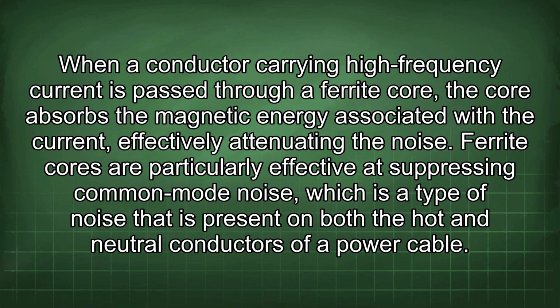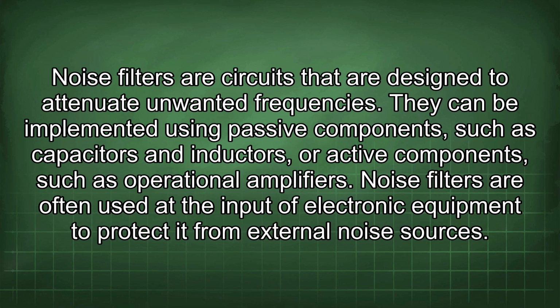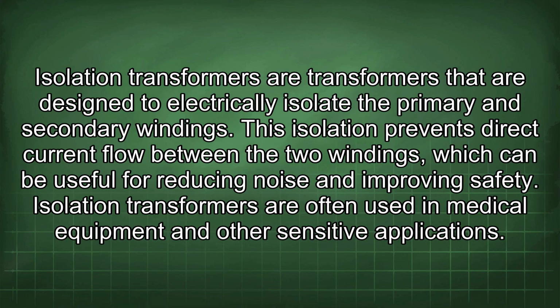Ferrite cores are particularly effective at suppressing common mode noise, which is a type of noise that is present on both the hot and neutral conductors of a power cable. Noise filters are circuits that are designed to attenuate unwanted frequencies. They can be implemented using passive components such as capacitors and inductors, or active components such as operational amplifiers. Noise filters are often used at the input of electronic equipment to protect it from external noise sources. Isolation transformers are transformers that are designed to electrically isolate the primary and secondary windings.